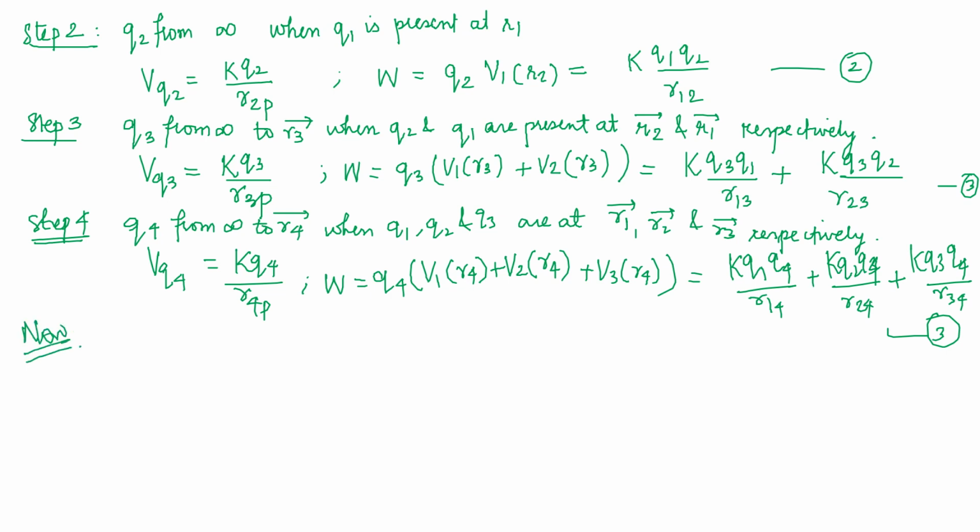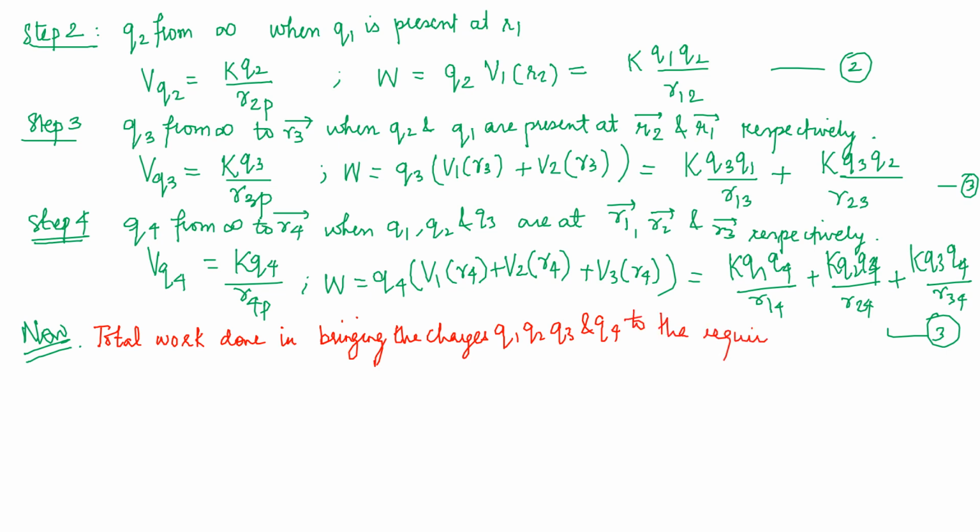Now in the given quadrilateral system, the given 4 charge system, we aim at finding the total work done in bringing the charges Q1, Q2, Q3 and Q4 to the required configuration.